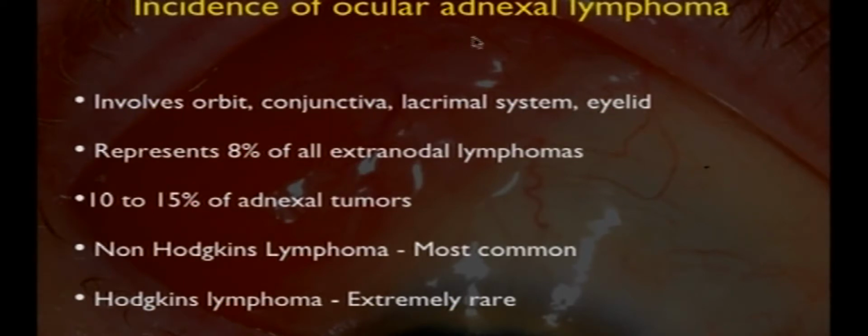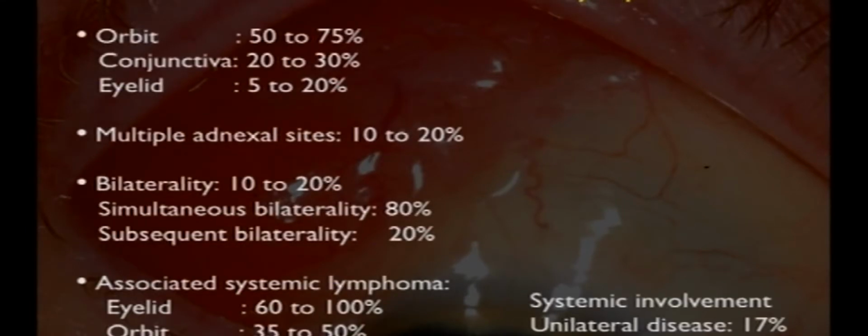Now, ocular adnexal lymphoma forms 8% of all the extranodal lymphomas. And if you look at only adnexal tumors, the different sort of tumors that might arise from adnexal structures, lymphoma constitutes about 10 to 15% of all the adnexal tumors. And in this, non-Hodgkin's lymphoma is the commonest form that you'll come across. Hodgkin's lymphoma is extremely rare as far as the ocular adnexa is concerned.